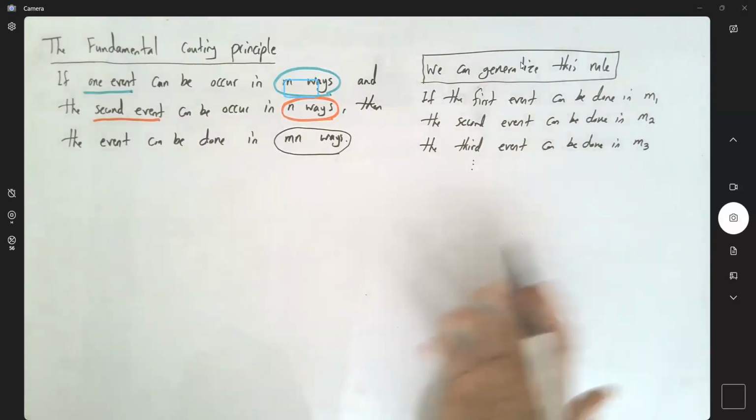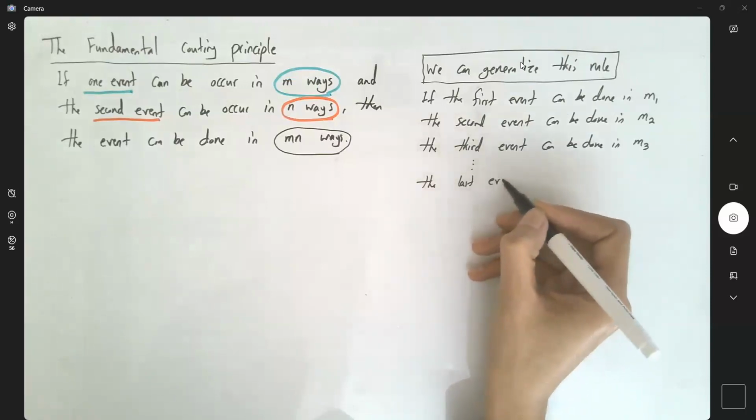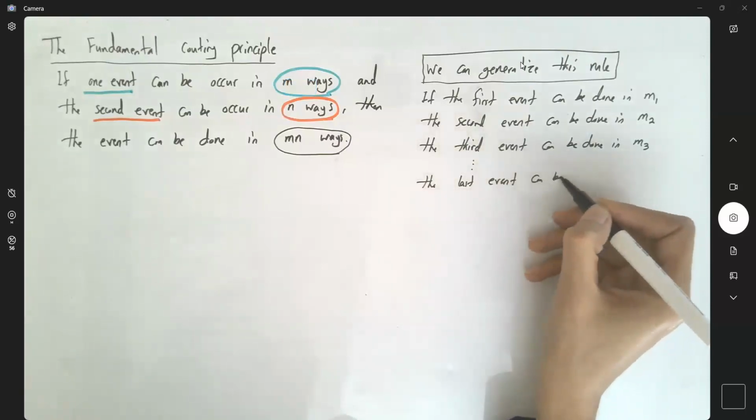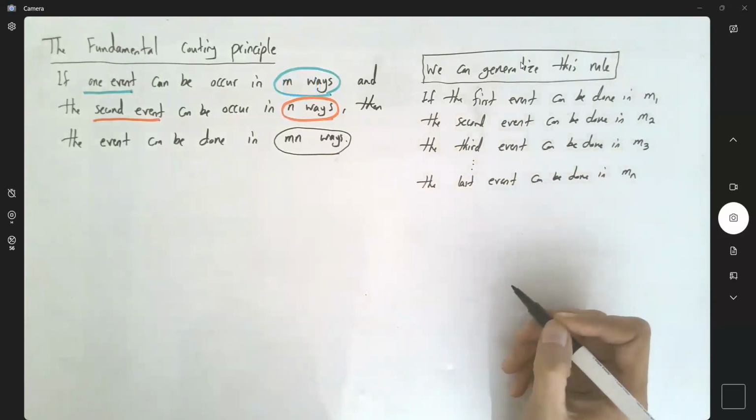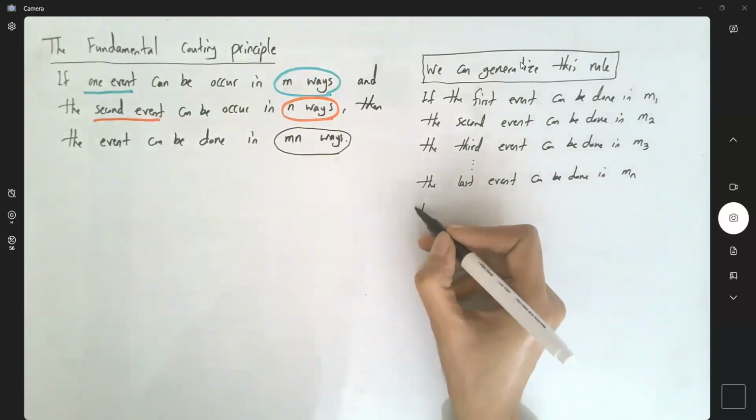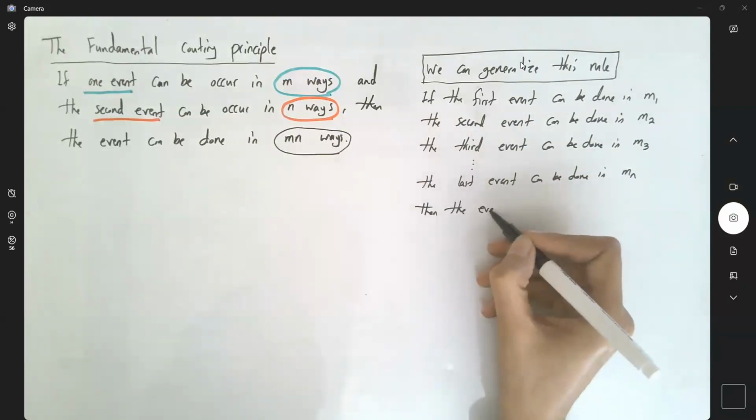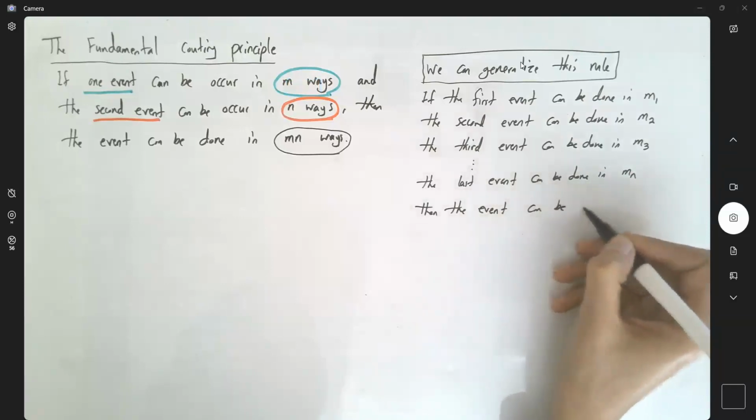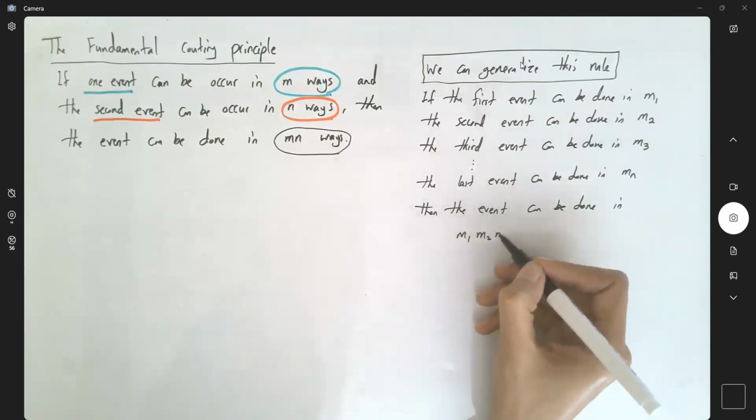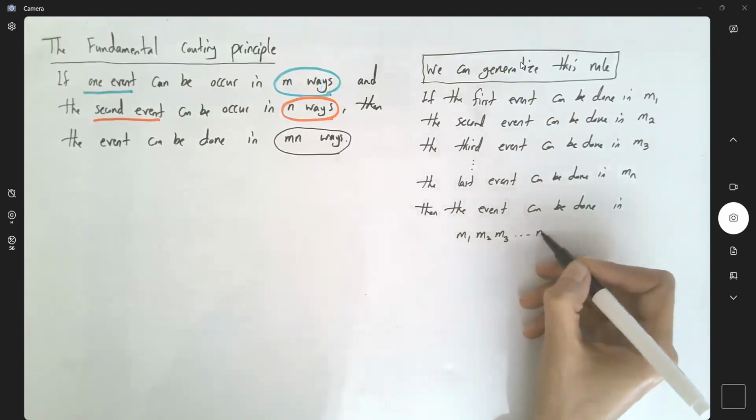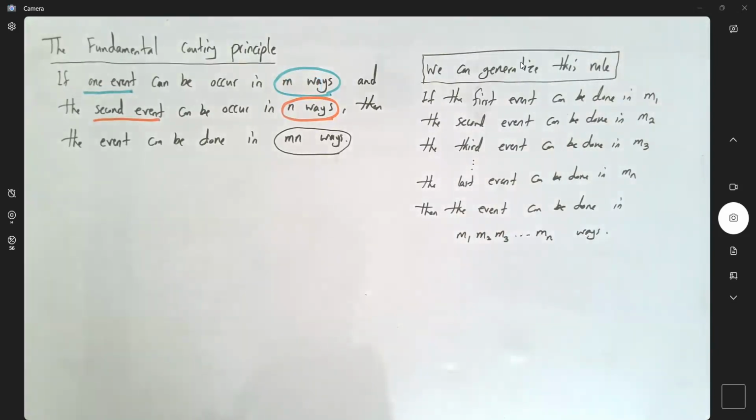How many events do you have? N events. The last event can be done in m sub n ways. Then the whole event, the whole experiment, can be done in m1 times m2 times m3 times up to m sub n ways. So that's how we can generalize this idea.